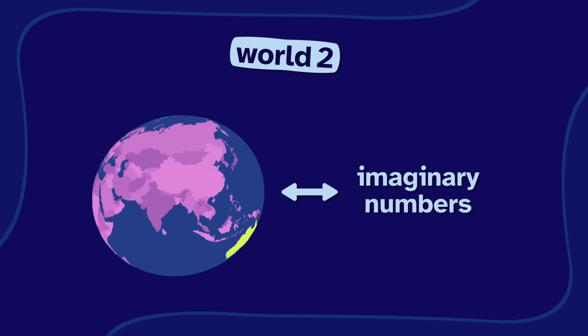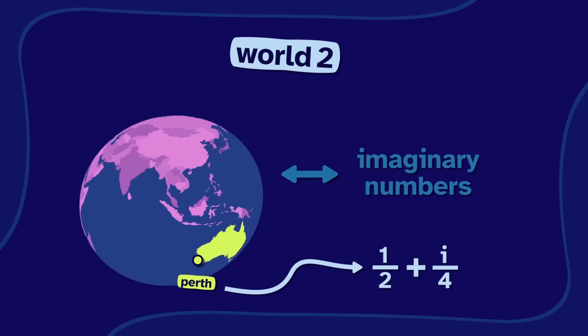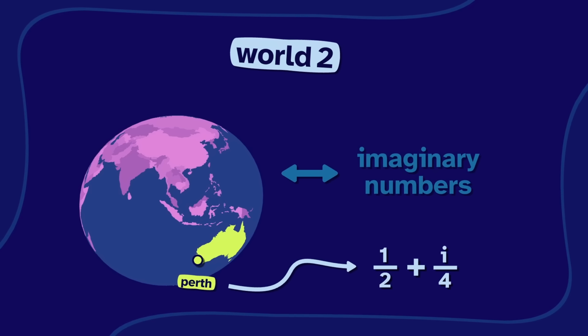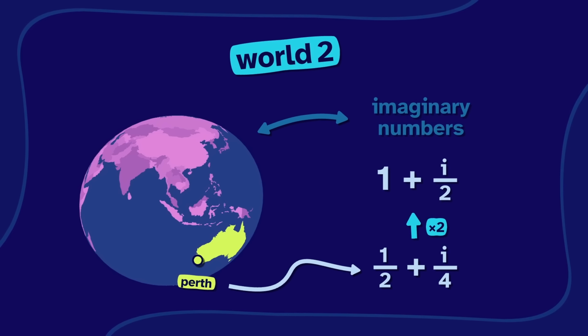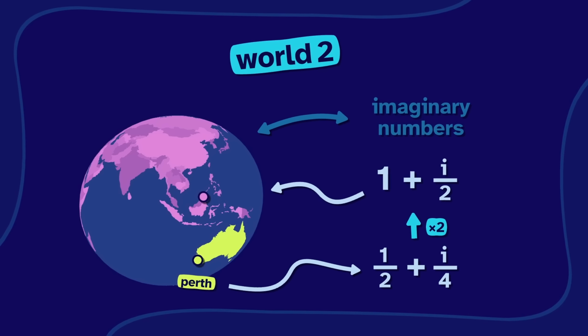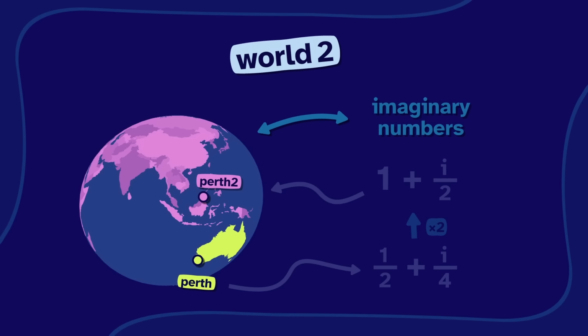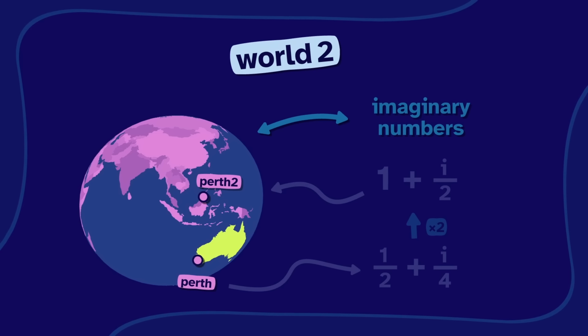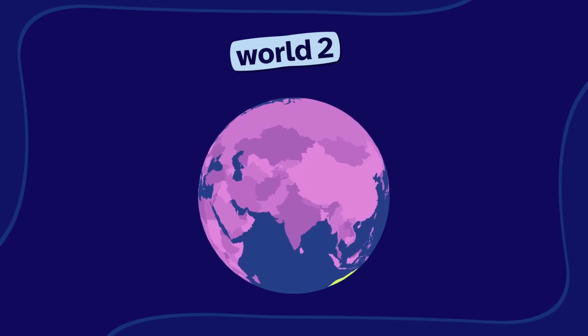In my last video, I showed how we can map from the globe to the imaginary numbers. For example, Perth gets mapped to a half plus a quarter i. And now that we have a number, we can multiply it by 2. Then map back to the globe to get Perth 2, which is in Malaysia. And it's pink on the map, so let's color Perth pink. If we do this with every point on the globe, we get world 2.